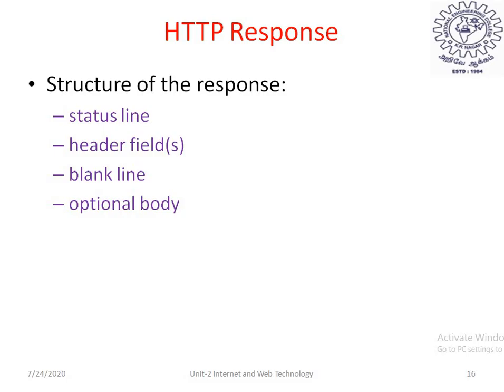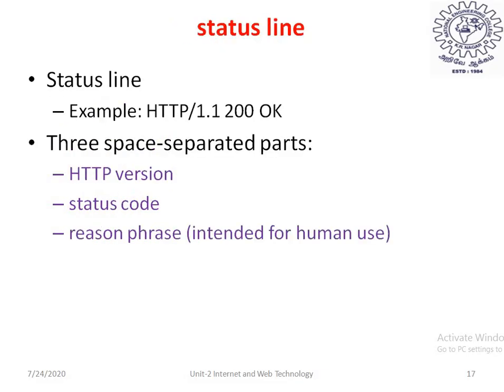Next we move on to HTTP response. The response consists of a status line, header fields, a blank line, and then an optional body. See here, the status line is separated into 3 parts. One is the reason phrase, another one is the status code, another one is the HTTP version. The reason phrase is intended for human use. So OK, which means the requested resource is available, and status code 200 means the requested resource is available.